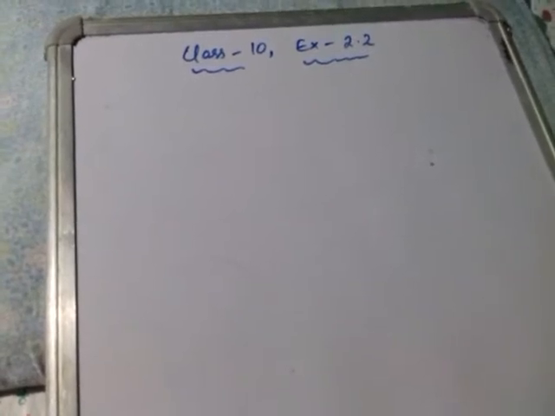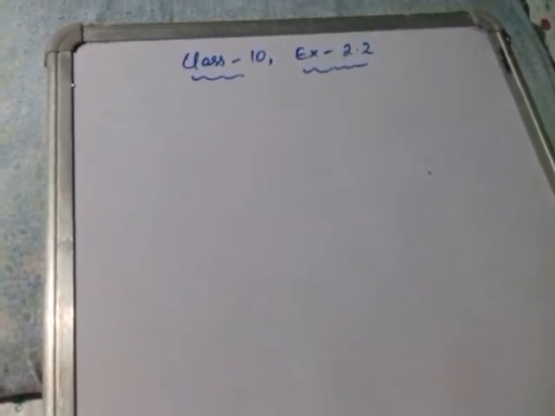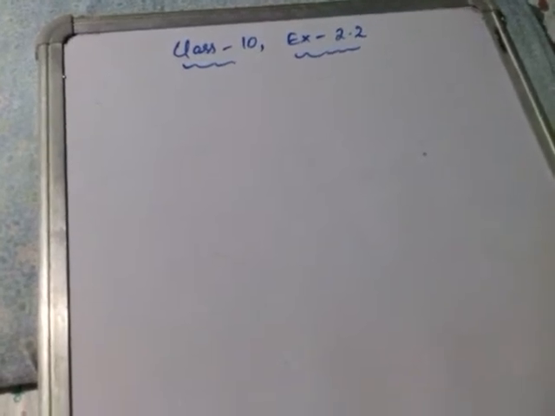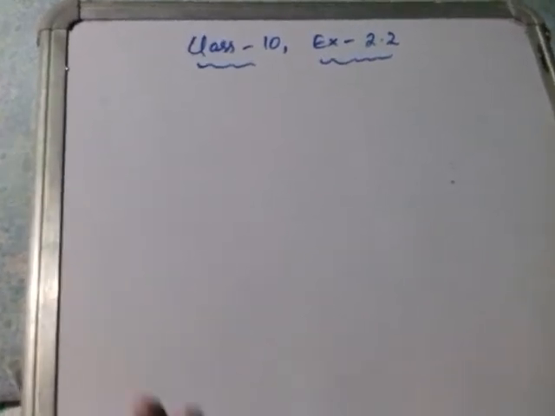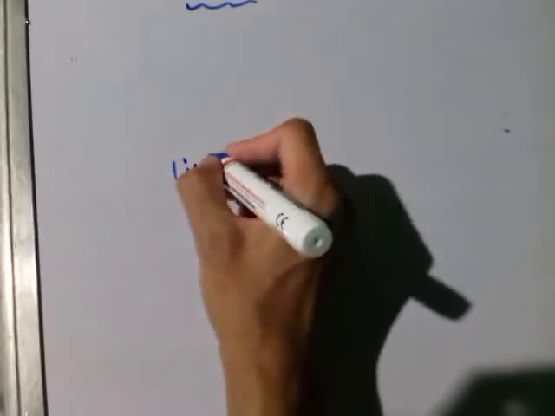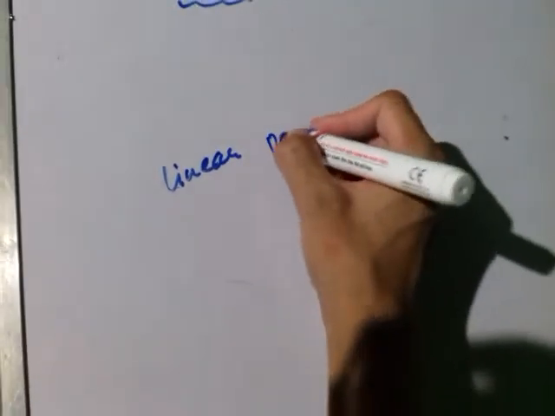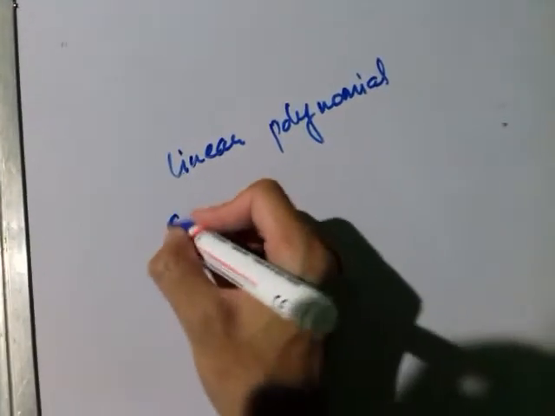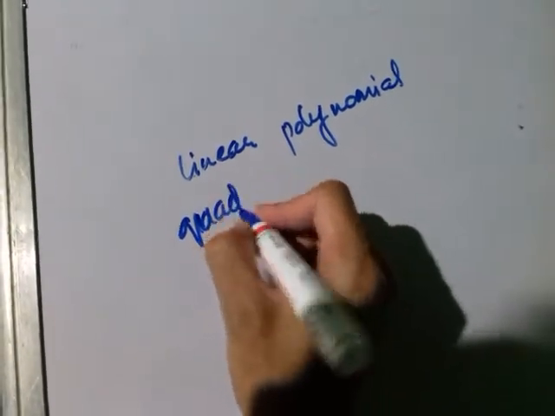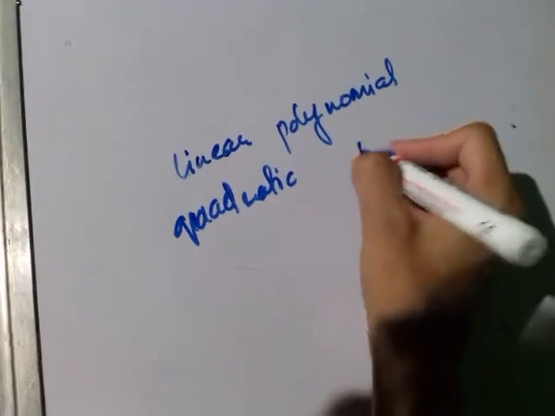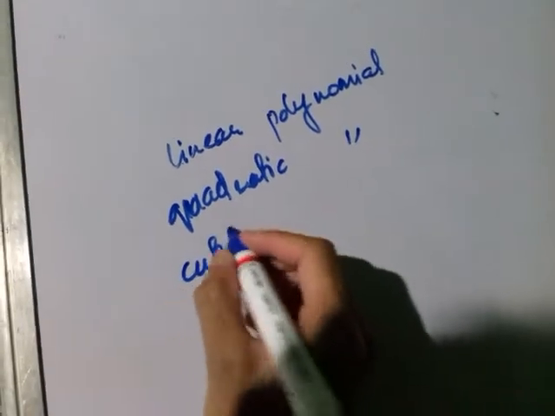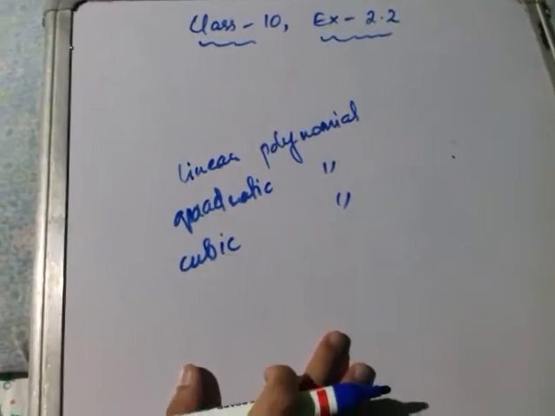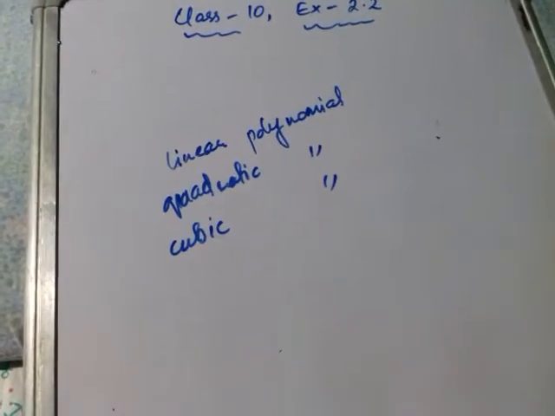How many types of polynomial are there? There are three types of polynomial. They are linear polynomial, quadratic, and cubic polynomial. Okay, so you have already studied this in class 9. I won't explain this again.